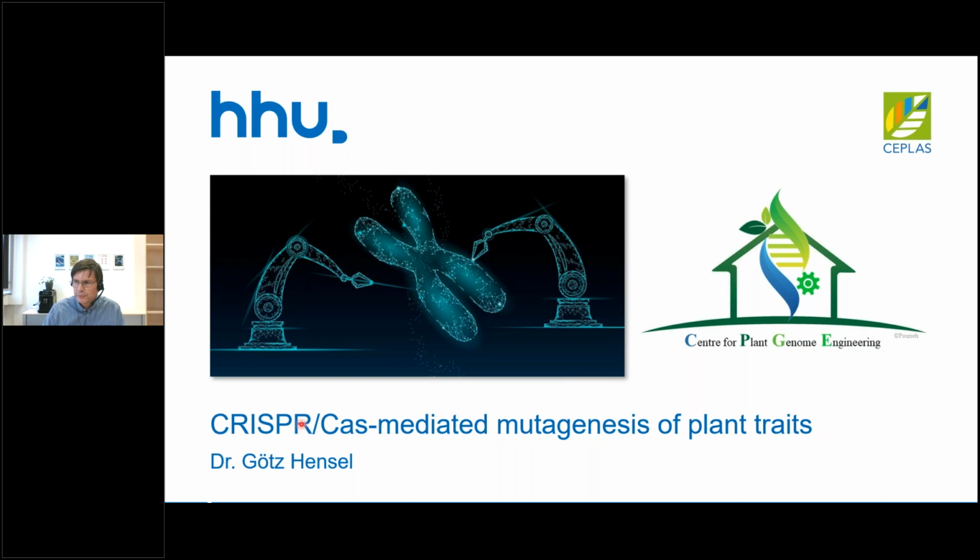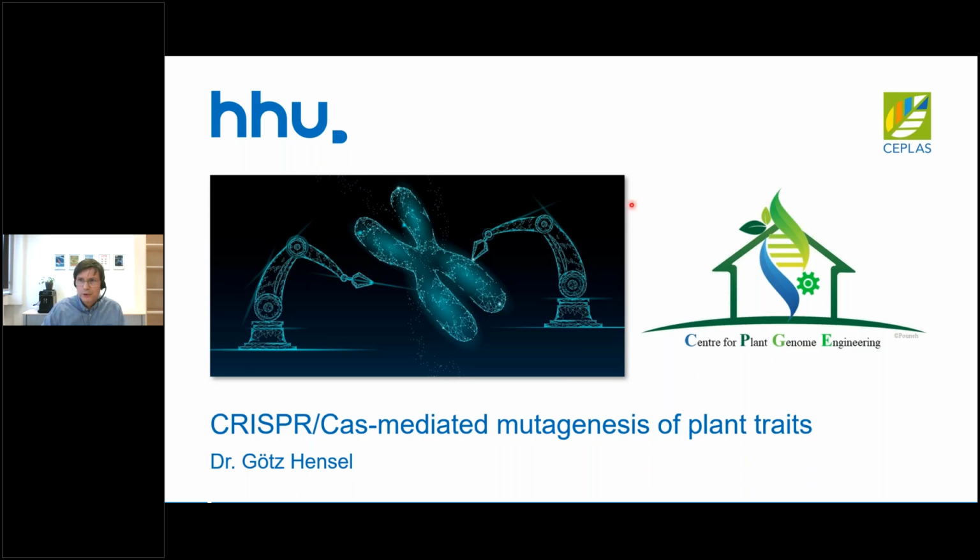So the title is CRISPR-Cas-mediated mutagenesis of plant traits, and this was performed mainly at my previous employer, IPK Gatersleben. I moved to HHU in August 2020, and since then I'm establishing the Center for Plant Genome Engineering. And since November, I'm also an associated scientist in CEPLAS, the Cluster of Excellence in Plant Science, where several universities and research institutes belong.